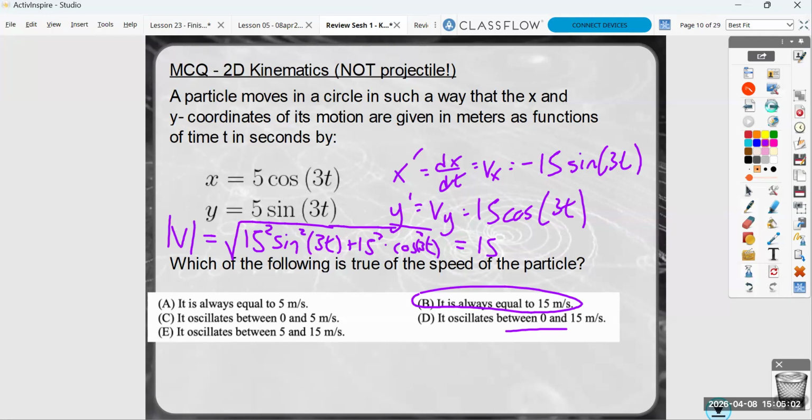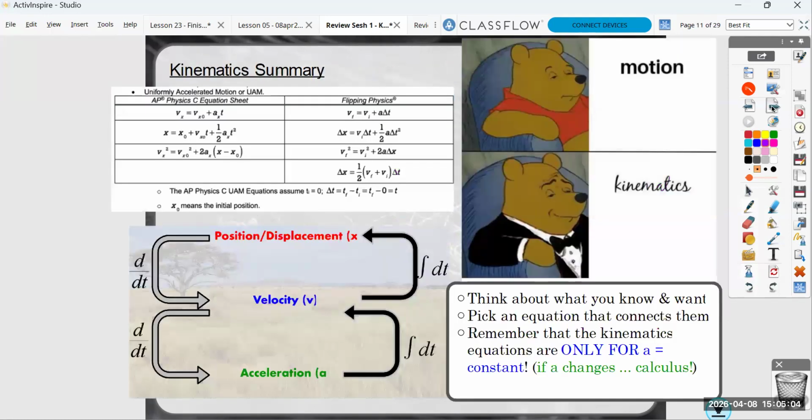All right. Normally, and again, just be confident with your kinematics equations. Think about what you know and what you want and use that to pick your kinematics equation. You just got to be careful if you think it's a kinematics question: is your acceleration constant? If so, go for the equations. If your acceleration is changing, you need to use some calculus.